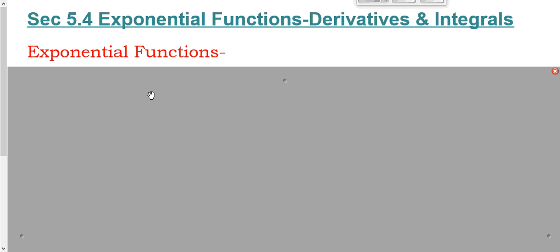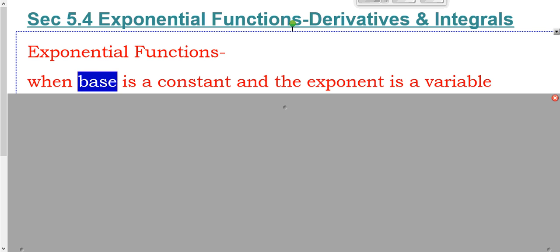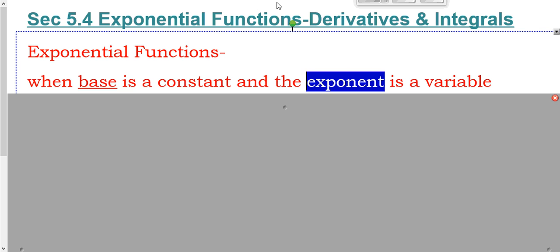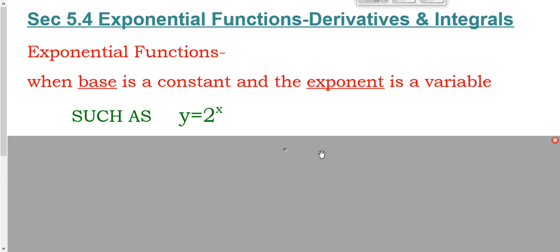Exponential functions are the opposite of logarithm functions. An exponential function is when a base, let's underline that, is a constant, and the exponent is the one that's a variable. So it's kind of backwards from what we usually talk about. Such as y equals 2 to the x, not x squared, which would be our usual polynomial. Y equals x squared. An exponential is the opposite of that, and it's y equals 2 to the x.